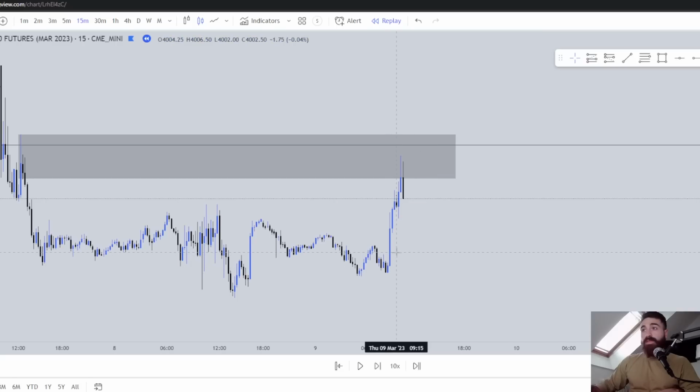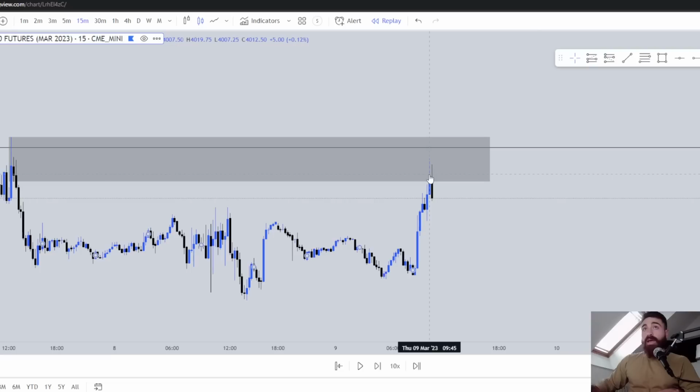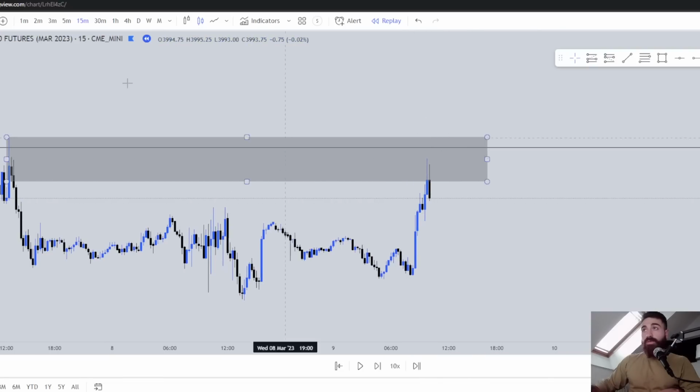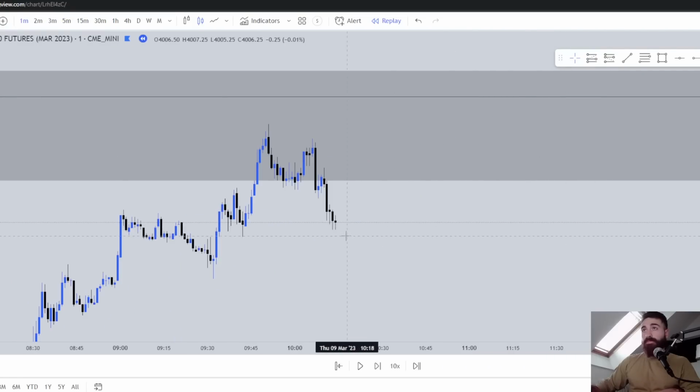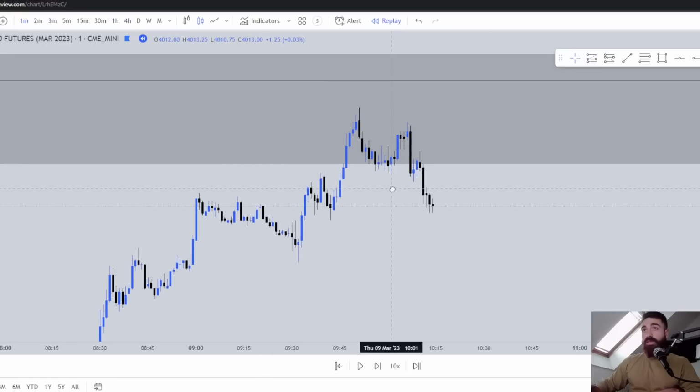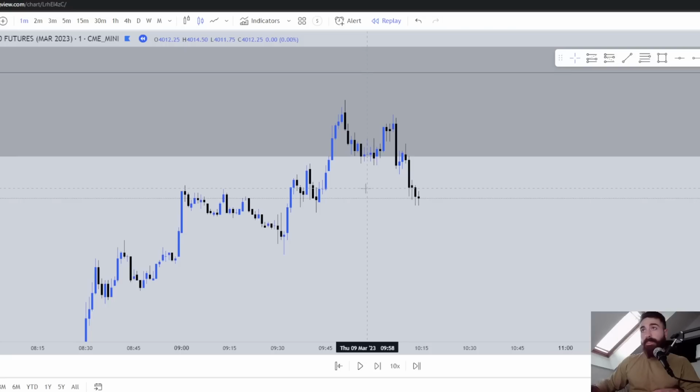This is the 9:30, 9:45, 10. This is the open. At 10 p.m. New York time, we are in our area of interest. And now we go lower in order to see the price action. As we can see, the price is reacting from our area.